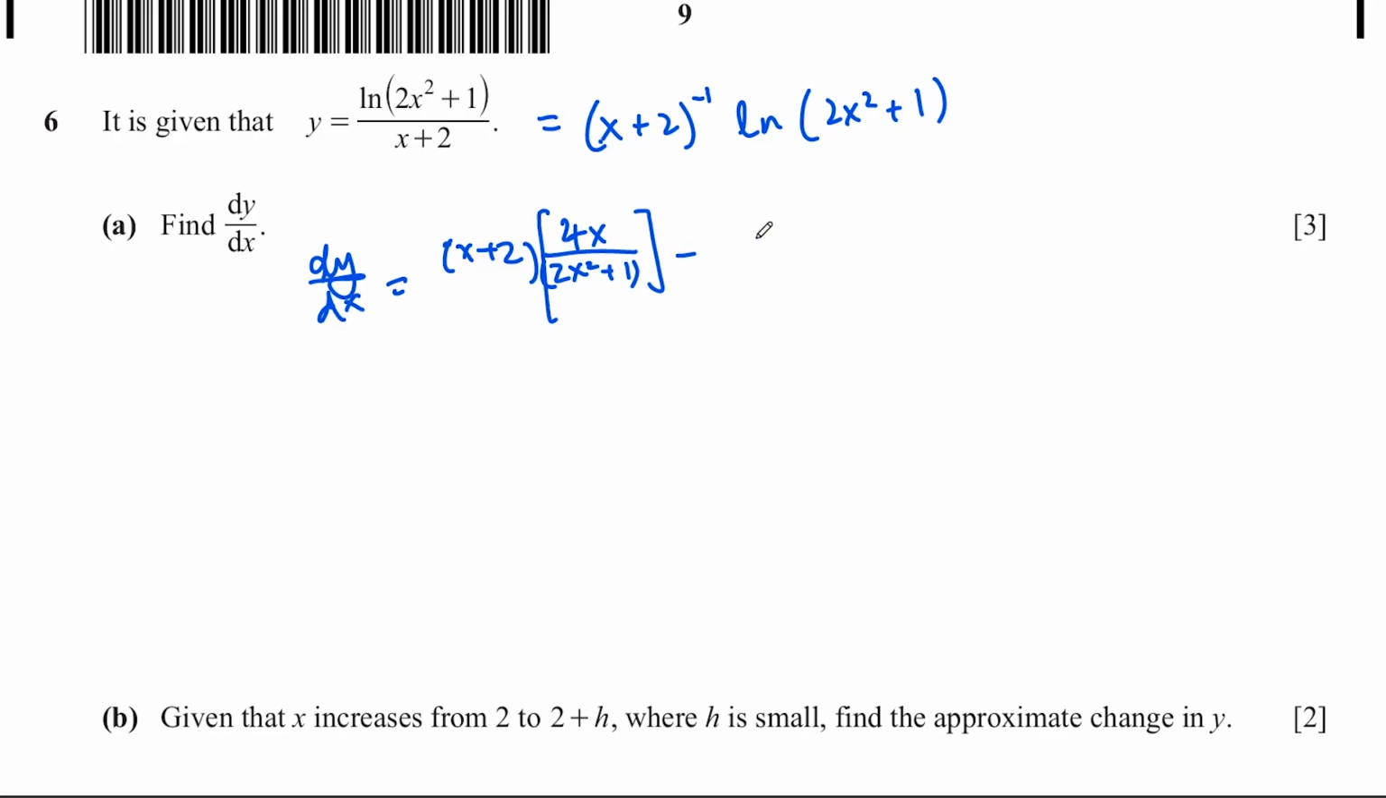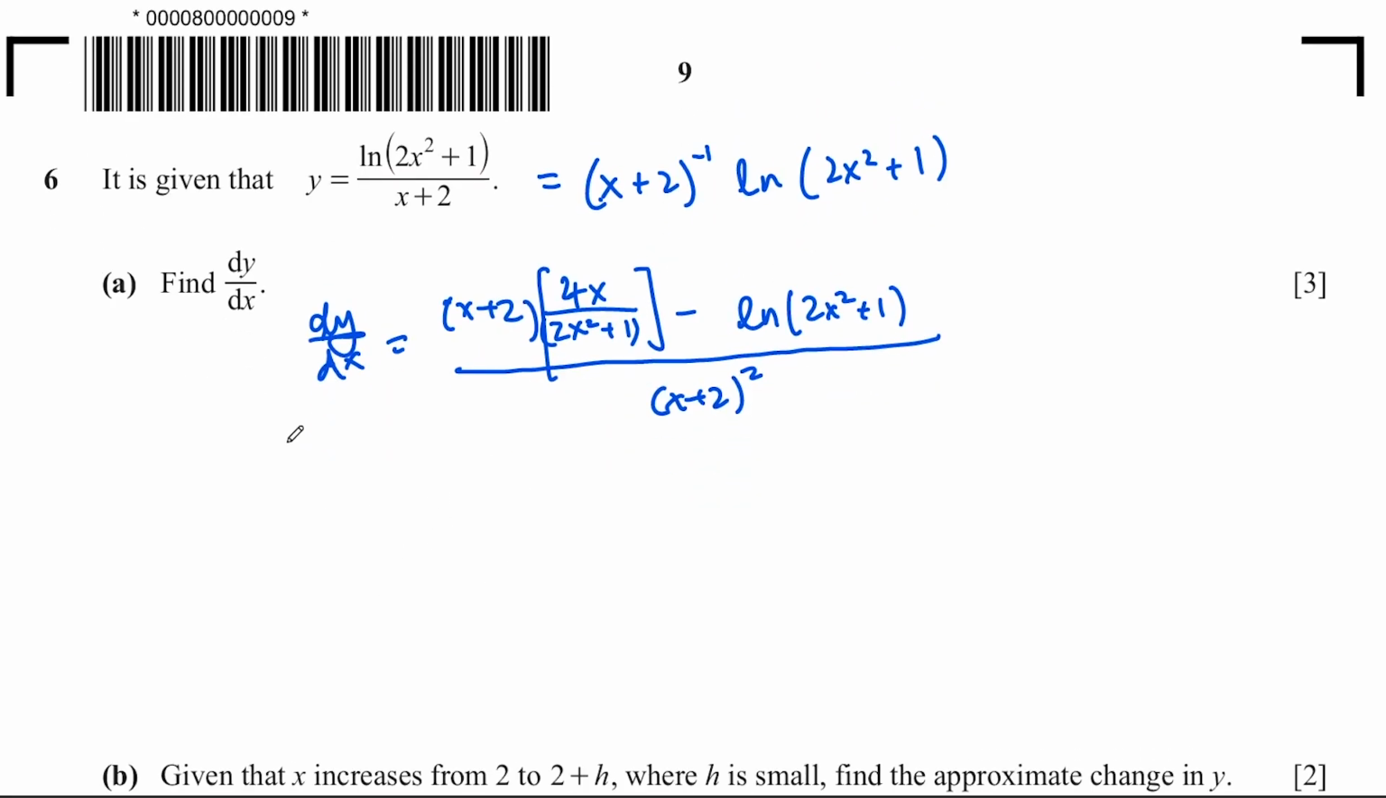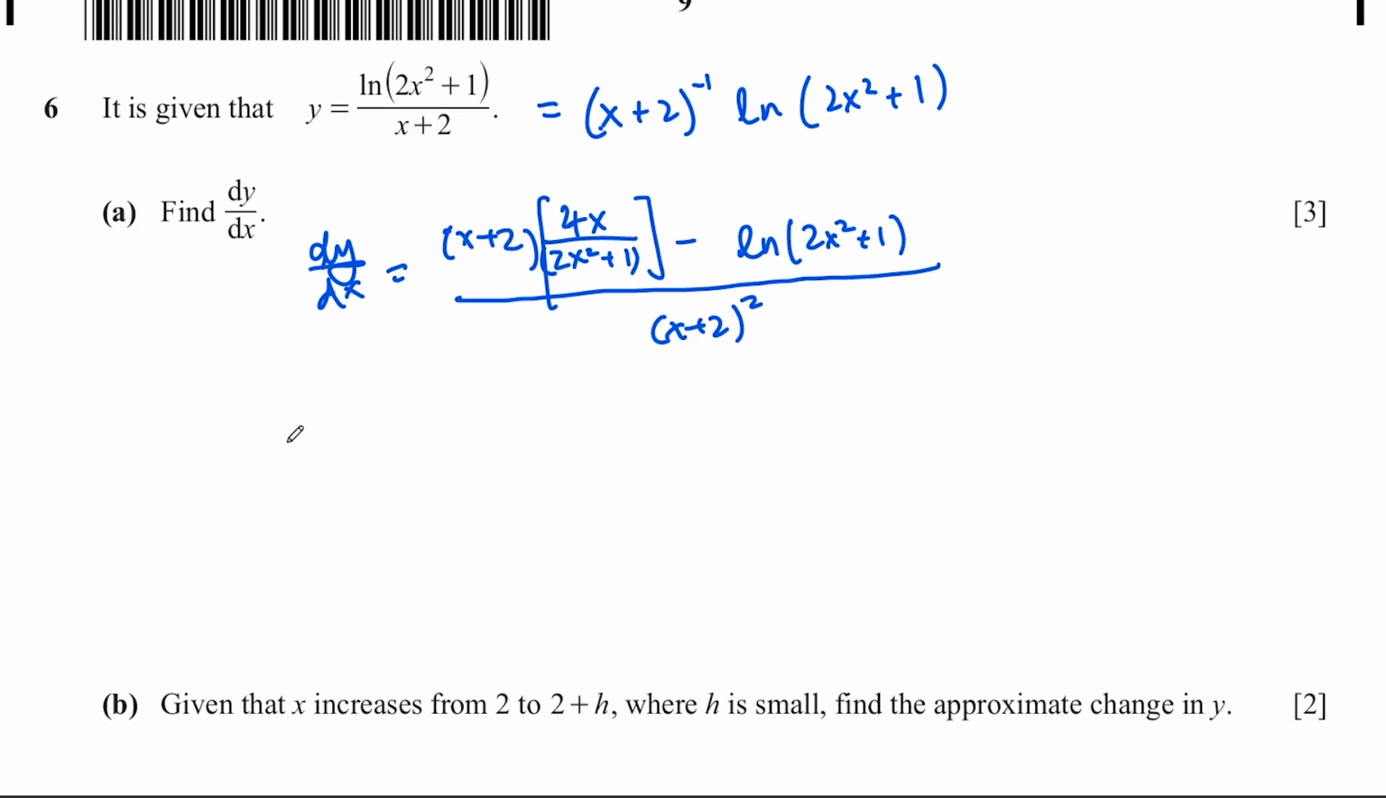Then we subtract the derivative of the bottom function. There will just be 1, so I'm not going to write it. And we leave the top function as it is. And everything divided by the bottom function squared. So this will be the dy/dx of the function. So we can just leave it like this. We do not need to simplify it any further.